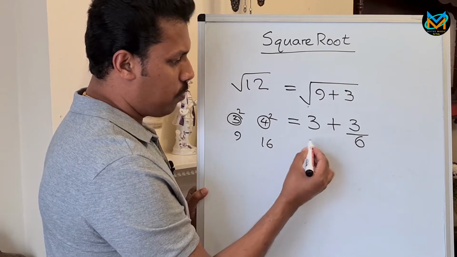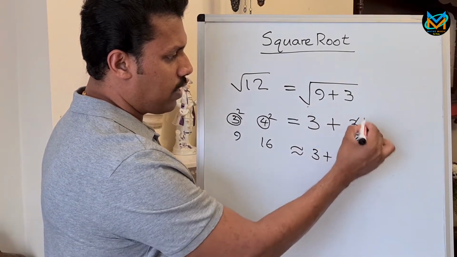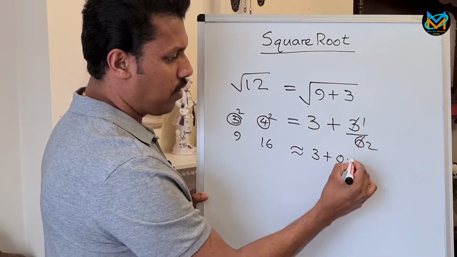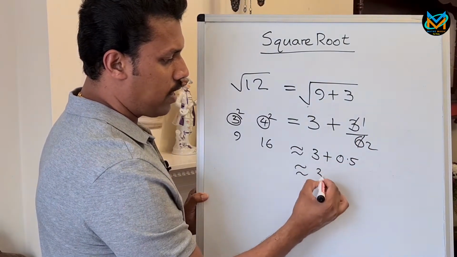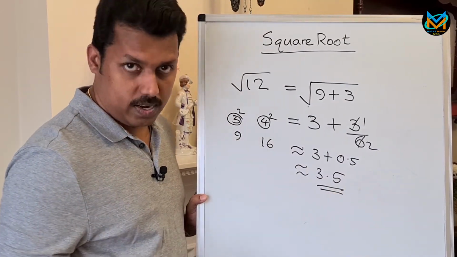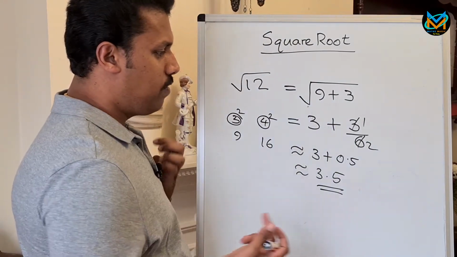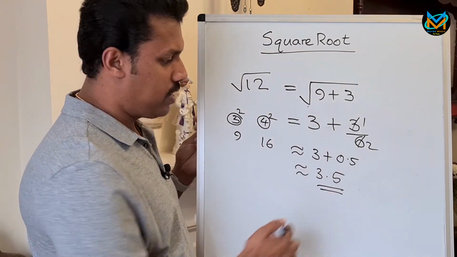Actually, this is an approximation. It's not a perfect answer. We can write approximately: you cancel it, you get a half. Half is 0.5. So your answer is something like 3.5, rounded to 1 decimal place. Instead of finding it in a different way, you can use the same rule to find this answer.